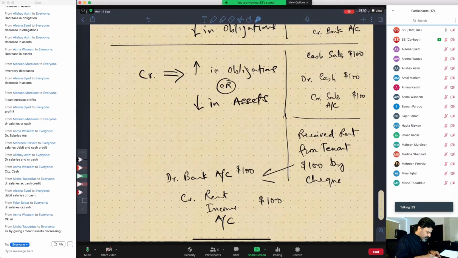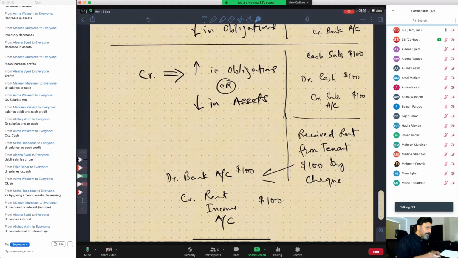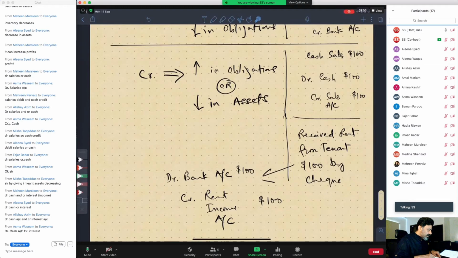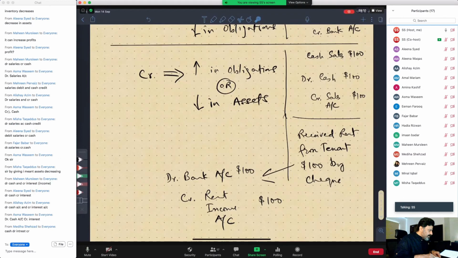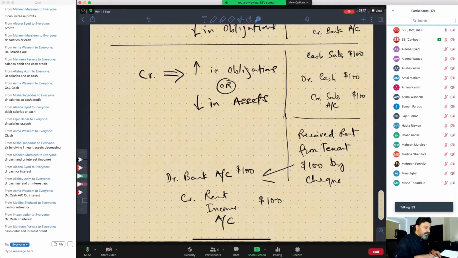So we move on to the next one, received interest in cash. The second transaction is received interest in cash. This means you must have lent somebody a loan and that somebody is now paying you interest back. So your answer, Alicia, Alina Sayed, and Maheen, and everyone agree that we will debit cash and we credit the interest account, right? Yes, we will debit cash because our cash asset is increasing, and we will credit interest income account because our incomes are increasing.